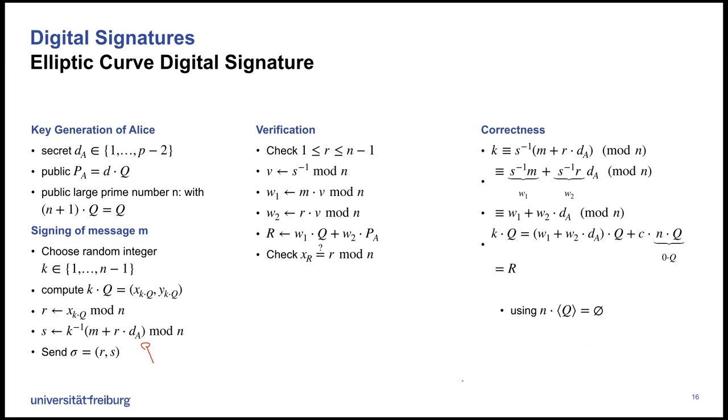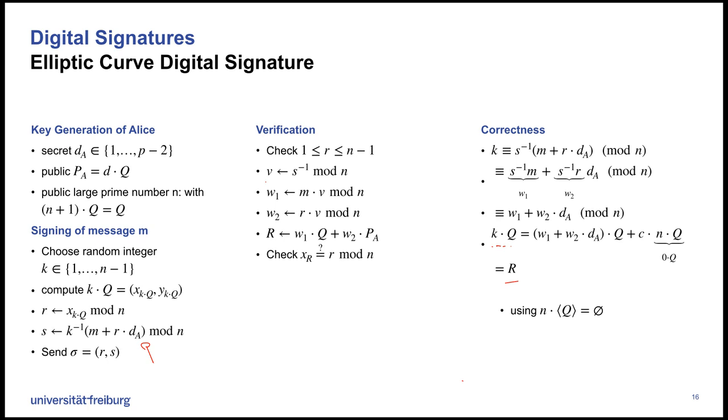Okay, so that's the idea. So we want to check whether k times Q is the same as R. So the first thing that we do is, of course, we know that v is equal to s to the minus 1. So s to the minus 1.